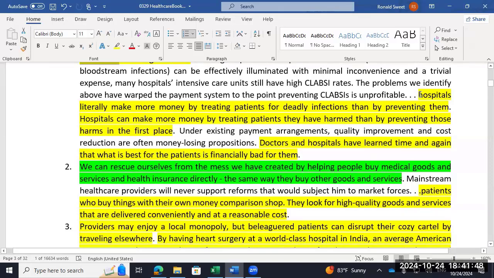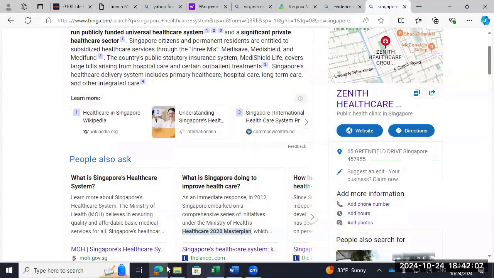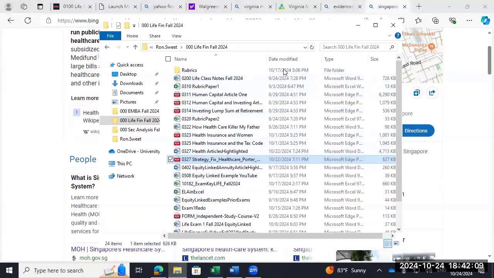This is a great one. And inefficiency is encouraged. Hospitals make more money by treating patients for deadly infection than by preventing them. Hospitals can make more money by treating patients they have harmed than by preventing those harms in the first place. If you want a good quote, I'm actually going to copy that one over. A good quote for inefficiency is encouraged. That would be a good one to do.